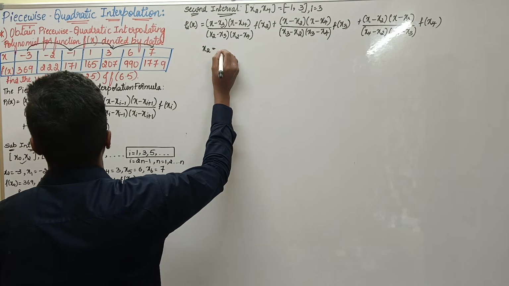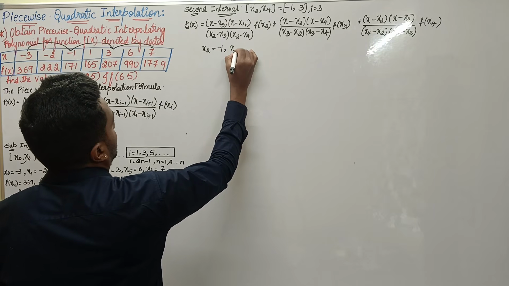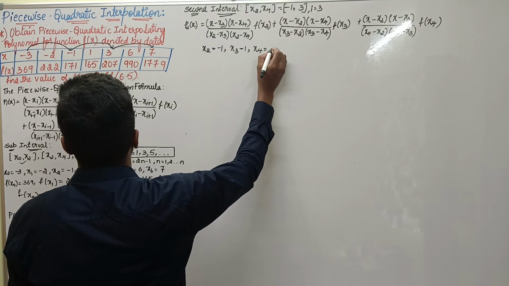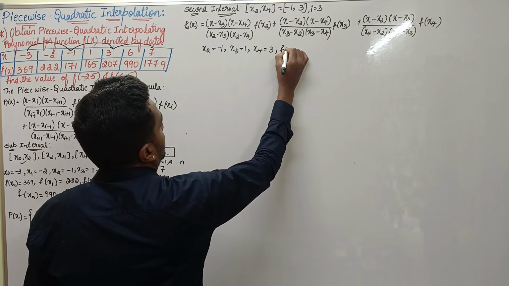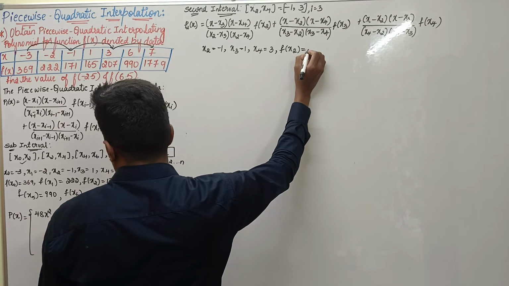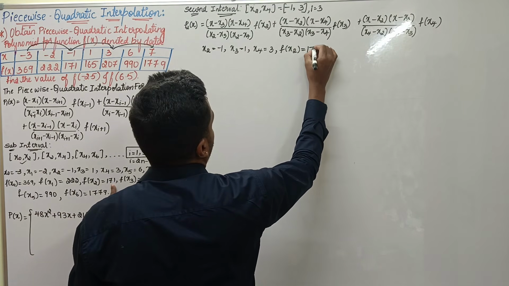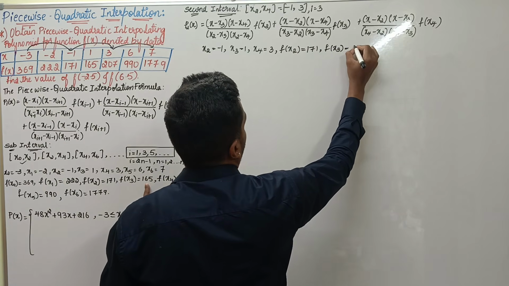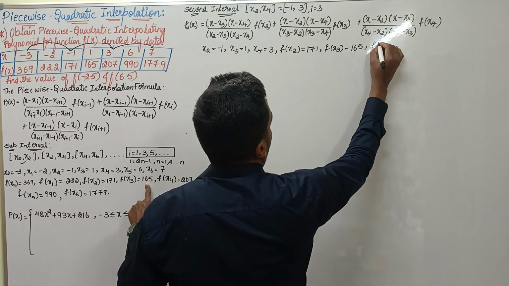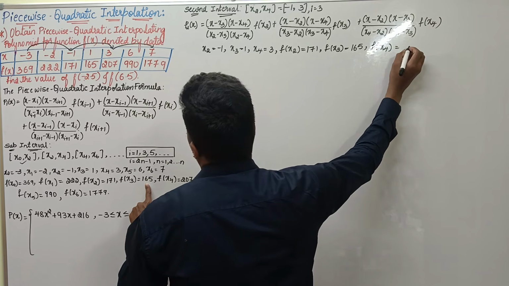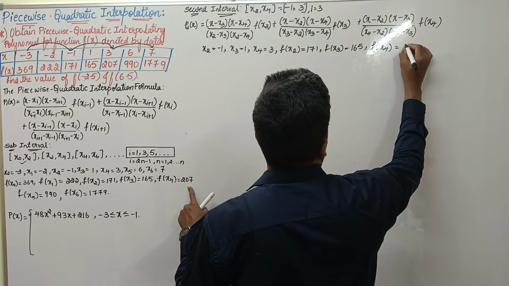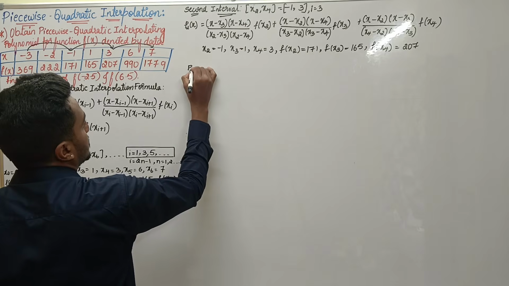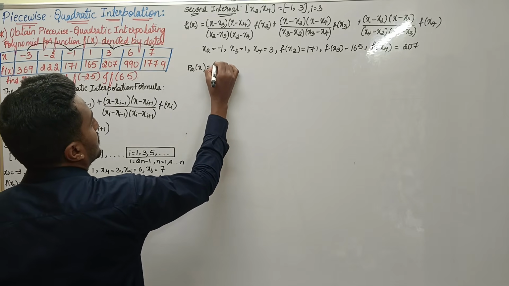What is x2? I have minus 1, and x3 I have 1, and x4 I have 3, comma f of x2 I have 171, and f of x3 I have 165, and f of x4 I have 207. Done.